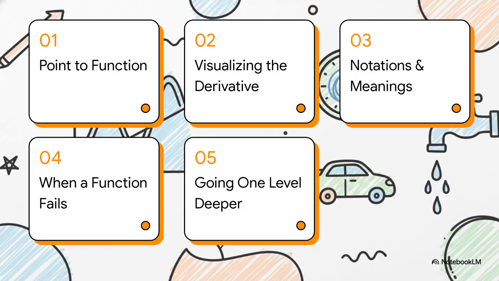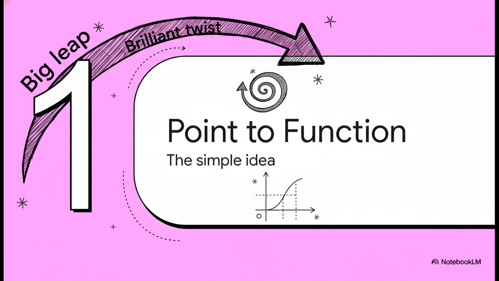So here's our game plan. First, we'll make that leap from a single point to a whole function. Then, and this is the fun part, we'll visualize how these two graphs talk to each other. We'll also cover the different ways people write this stuff down, look at some cases where the whole thing breaks down, and finally, we'll go one level deeper, literally. Okay, first up, from a point to a function.